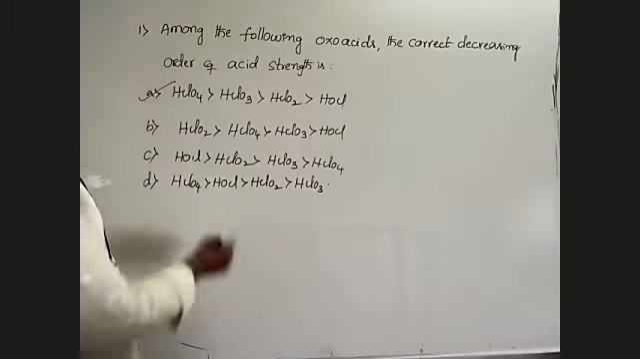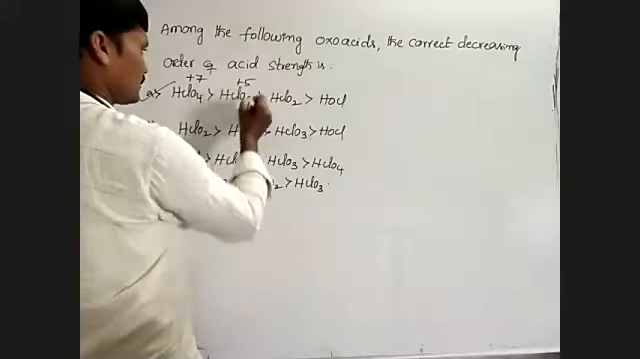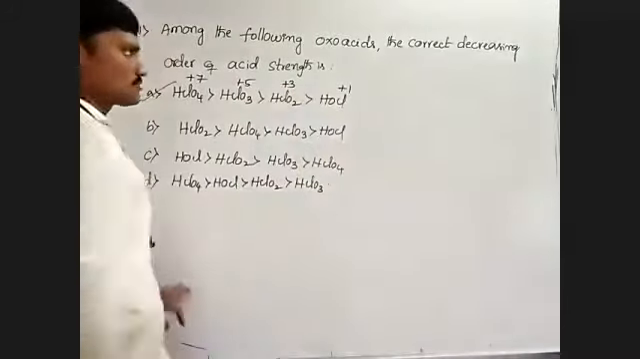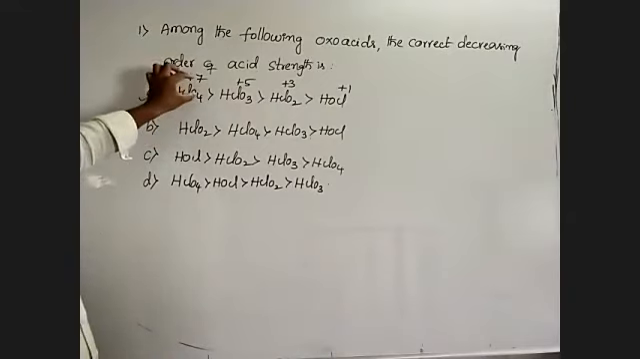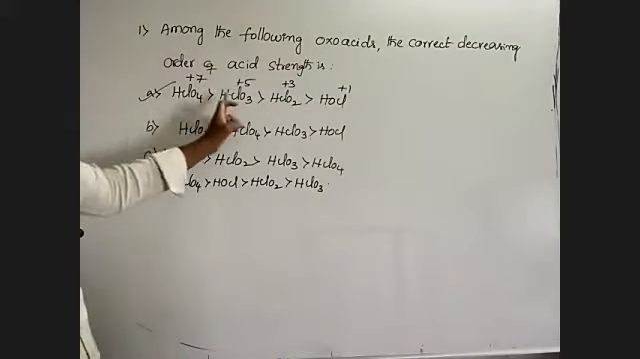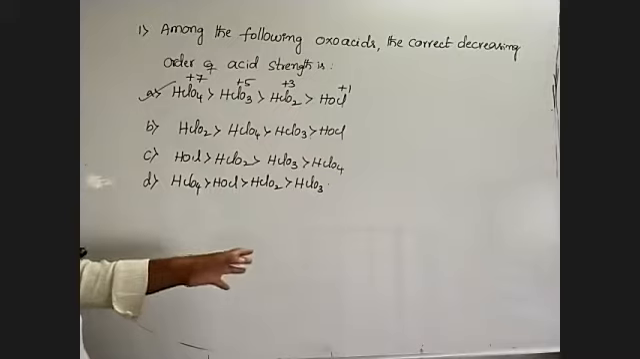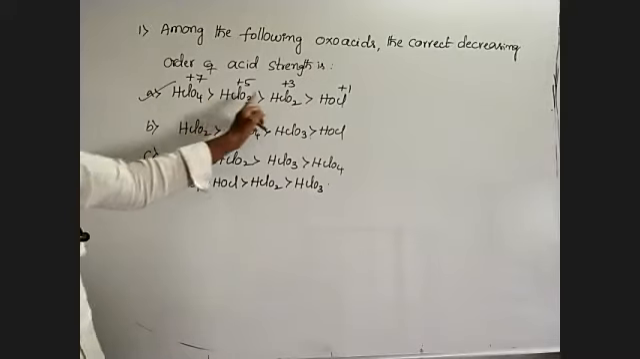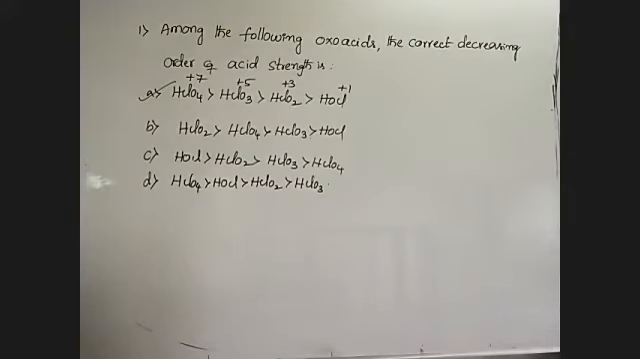Why? Because in HClO4 the oxidation state is +7, then +5, +3 and +1. That is the decreasing order of oxidation state, which is directly proportional to acid strength. So acid strength also decreases in this way. So that option is the correct one. This was a 2014 Mains question.